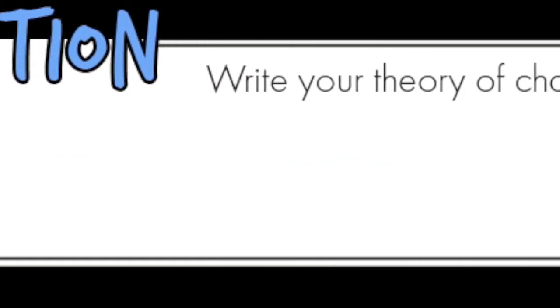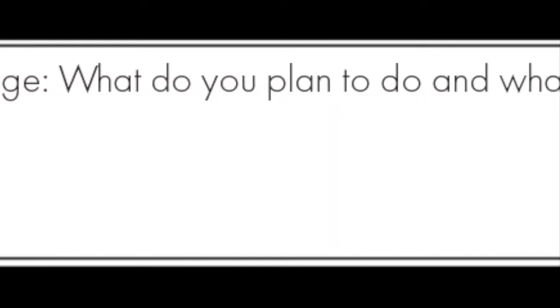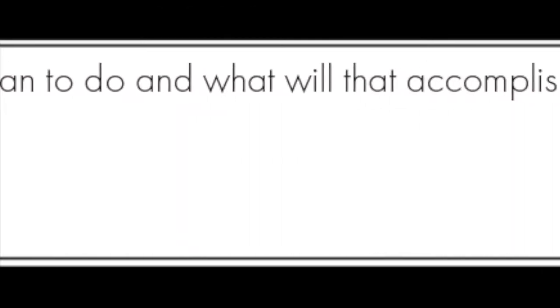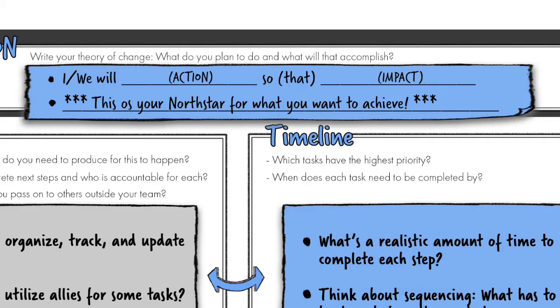And finally, the solution statement. Write your theory of change. What do you plan to do and what will that accomplish? Whether you do the solution statement right away or if you do it after you've done some investigating, it doesn't matter. Write your solution using this Mad Lib. We, insert your action, so that blank. What you write after that so is vital.